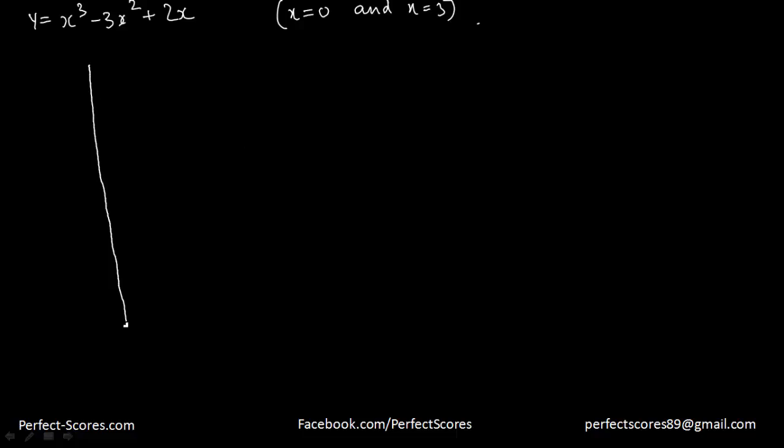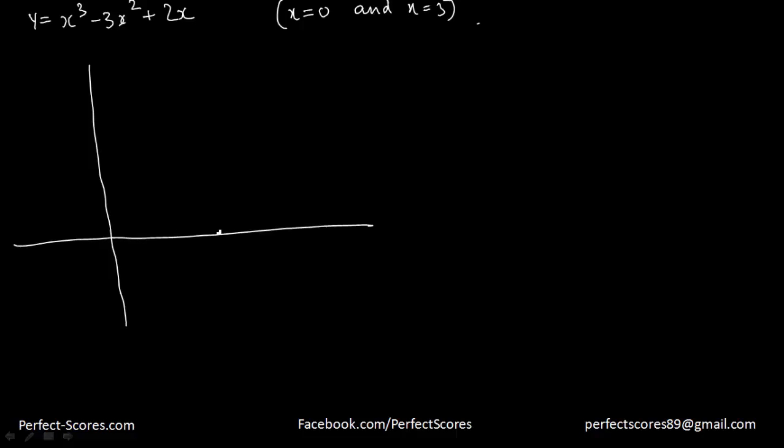So let's suppose you have a curve. The curve is y is equal to x cube minus 3x square plus 2x. And you want to find the area enclosed by the x-axis from lines x is equal to 0 and x is equal to 3. So you want to find this area. So first of all, the first thing that we'll be doing is plotting the graph. So we'll be finding out the x-intercepts, right?